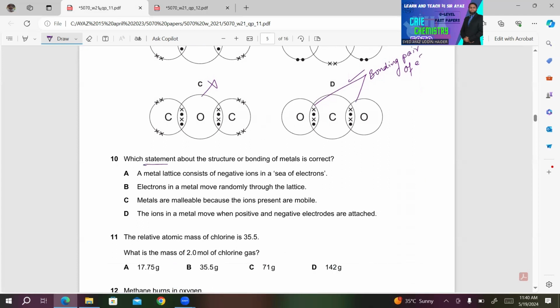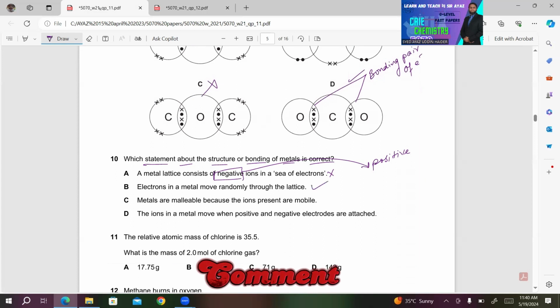Number 10, which statement about the structure of bonding of metals is correct? A, a metal lattice consists of negative ions in a sea of electrons. This is wrong. Must be positive ions. B, electrons in a metal move randomly through the lattice. This statement looks correct to me.